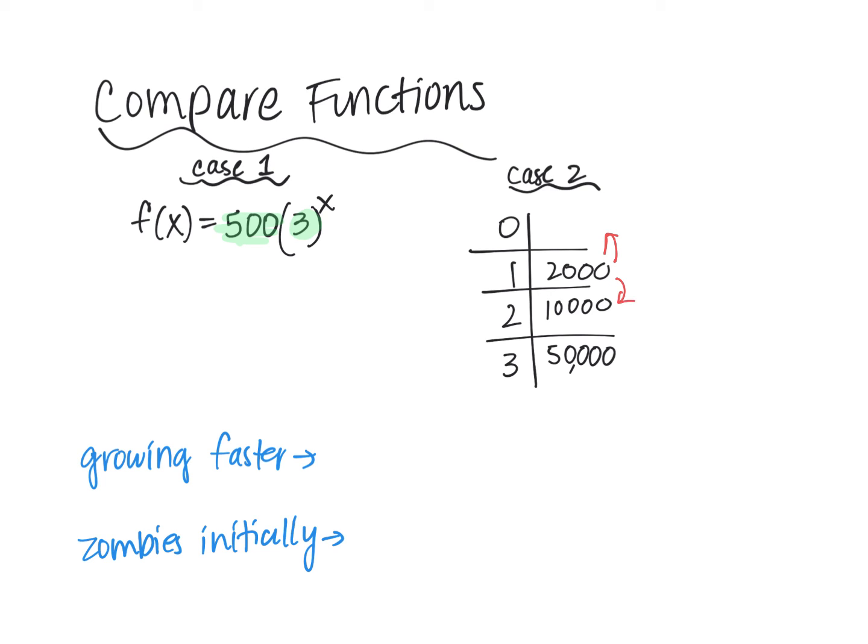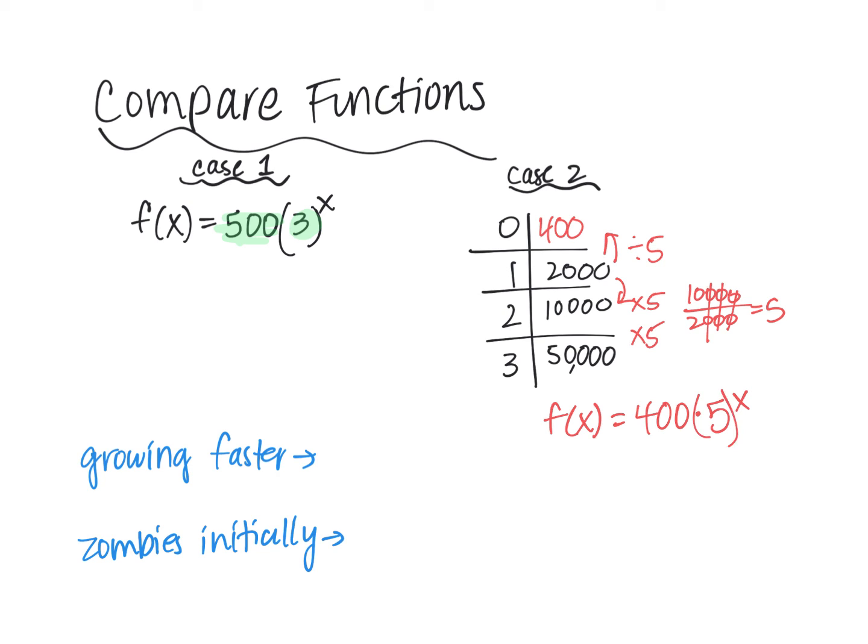Well, let's just kind of see what it's growing exponentially by. So I'm going to do 10,000 divided by 2,000, which ends up being 5. So it looks like it's multiplying by 5. So if I want to go backwards, I'll divide by 5. So 2,000 divided by 5 gives me 400. Okay, so if I was going to write this rule, I would say f of x equals, initial amount is 400, and it was multiplying by 5, so times 5 to the x. I could put that in parentheses.